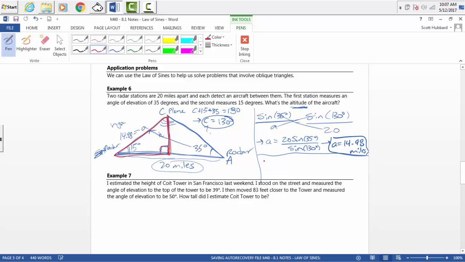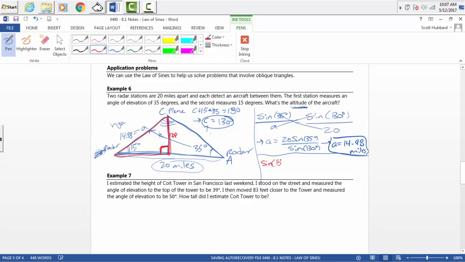So now I have an angle, I have the hypotenuse, and I want to know the opposite. So this is a right triangle now, so I can use sine. I couldn't use SOHCAHTOA before, but now I can because I want opposite over hypotenuse, so that's sine.